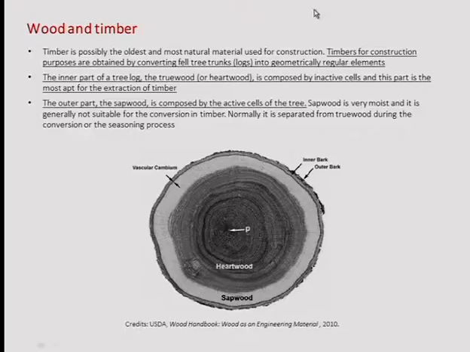You just need to bear in mind that there are two parts. You see here the hardwood. So this is the part which is suitable to be converted into timber for construction. And the softwood. This is not good. It's not good because it's too fresh. The cells are still active, alive, and there is a lot of moisture, so it would be very difficult to convert these into proper timber for construction. So that's what happens when you get the natural material before conversion.